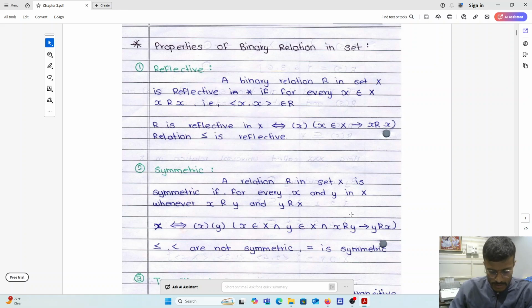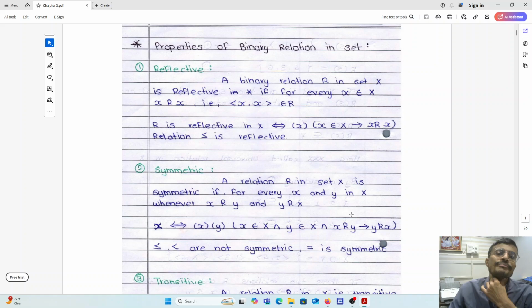Hello friends, now we are going to discuss unit number 3, that is functions and relations. We are going to discuss important points which may be asked for examination purposes. So the very first point, which is seen on your screen, is the properties of binary relation.